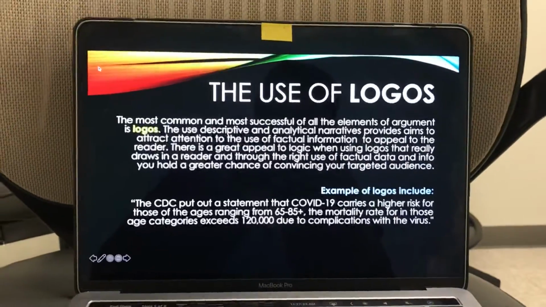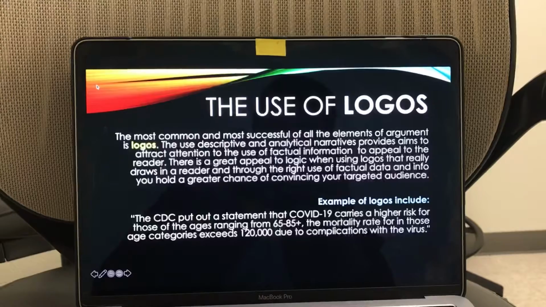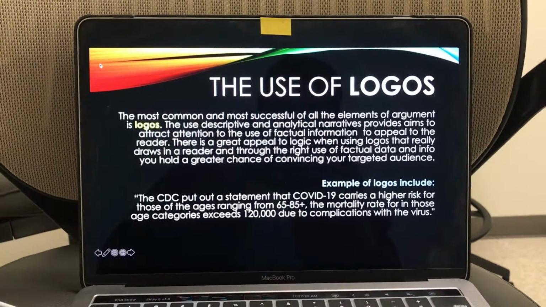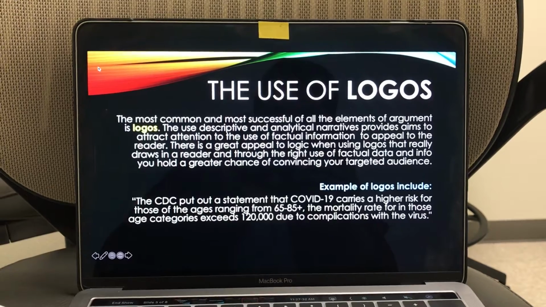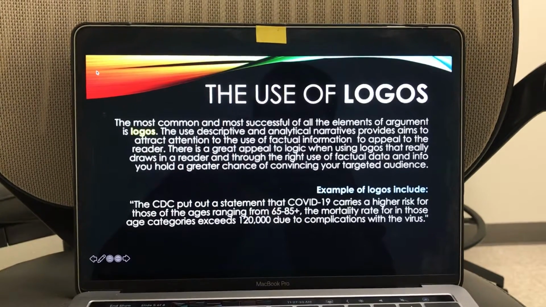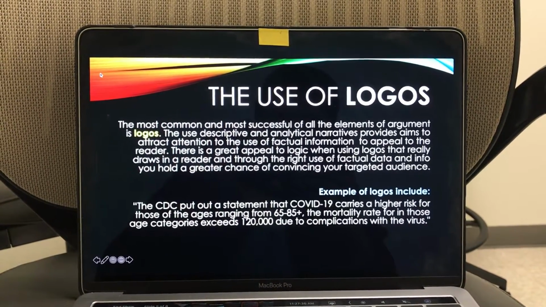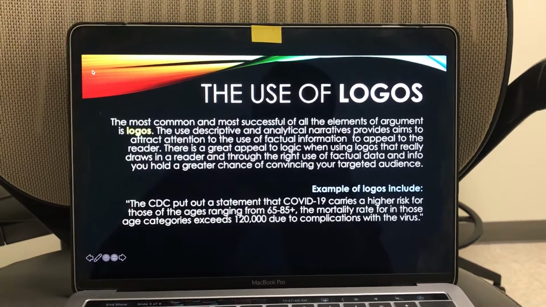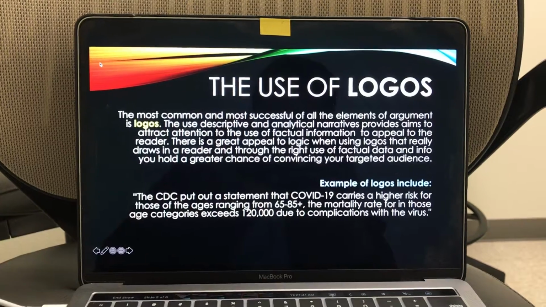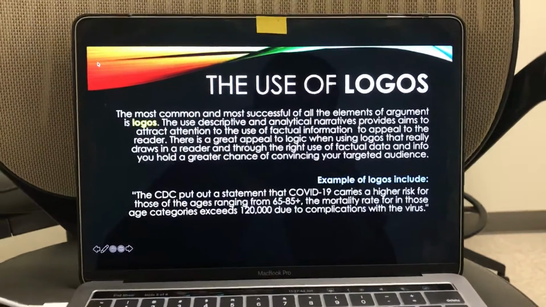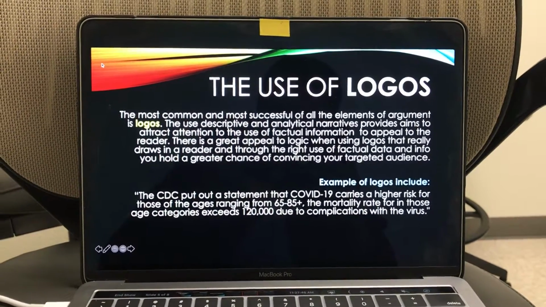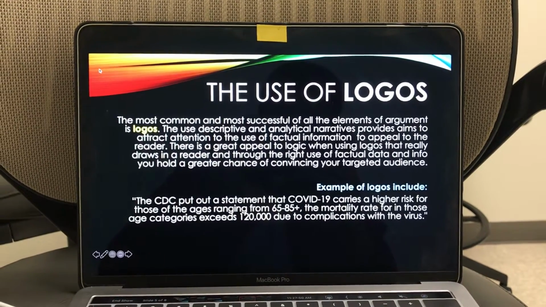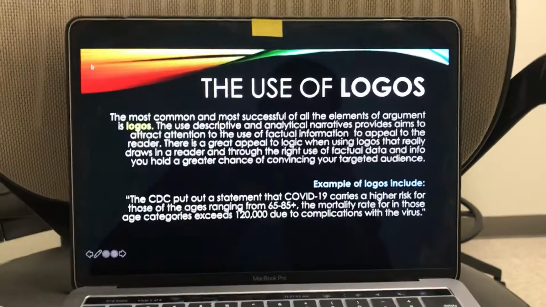The use of logos. The most common and most successful of the elements of argument is logos. The use of descriptive and analytical narrative aims to attract attention to the use of factual information to appeal to the reader. There is a great appeal of logic when using logos that really draws in the reader, and through the right use of factual data and info, you'll have a greater chance of convincing your target audience.